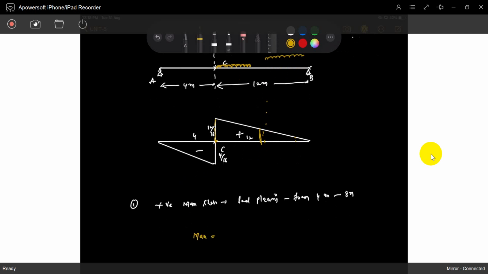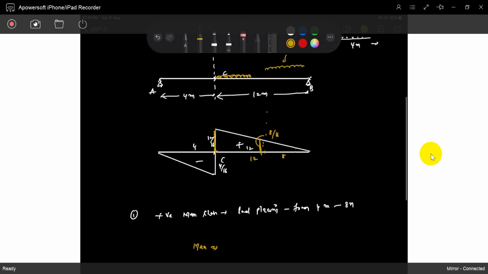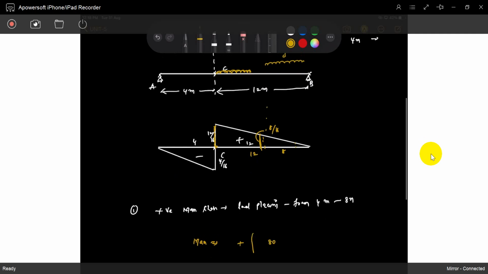So exactly what is this intensity? This is 12 by 16, and this is 8 by 16, because this length is 8. So find the maximum positive shear. Intensity 80. Average is 12 by 16 plus 8 by 16, divided by 2, multiplied by the length 4. So what is that value?